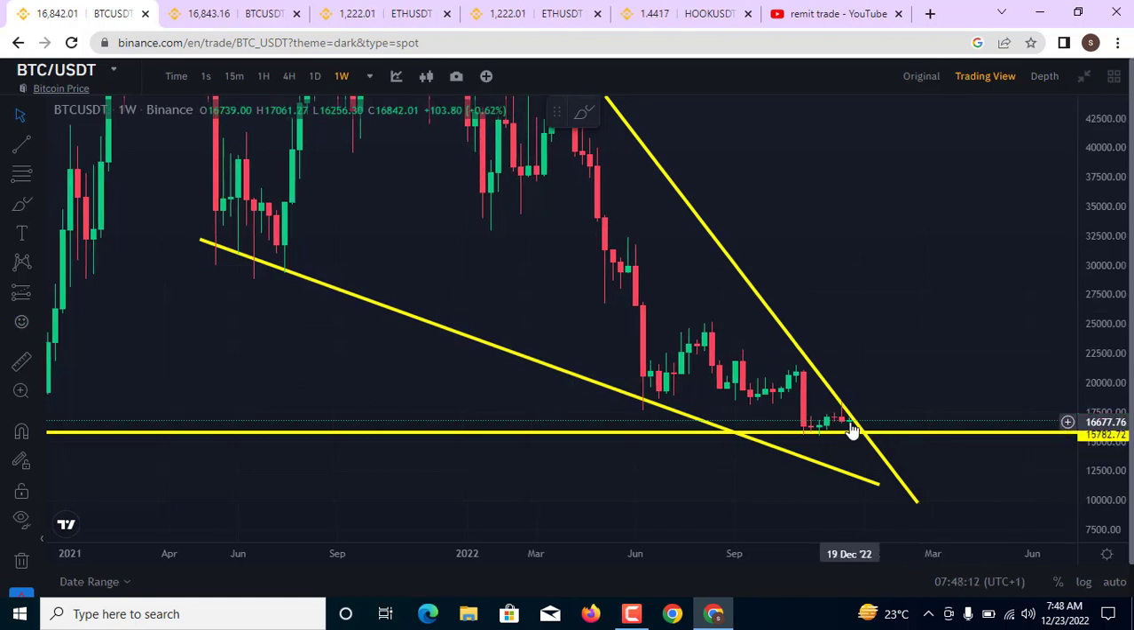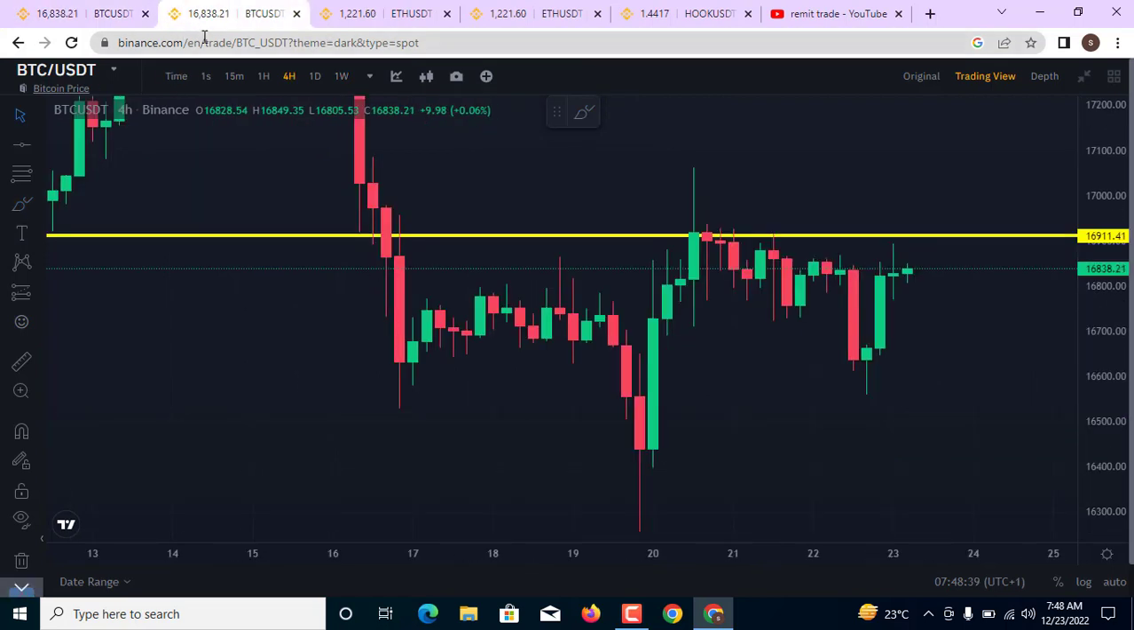So on the 1 week chart right here, pay attention to the market breaking out on the resistance at this very point. Once that breakout occurs, then the market is going to ride back to the upside, and that will be the first bullish move we're going to see in the market at the beginning of next year. So pay attention to this very area of breakout.